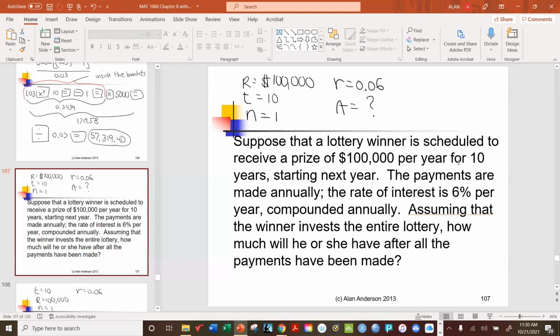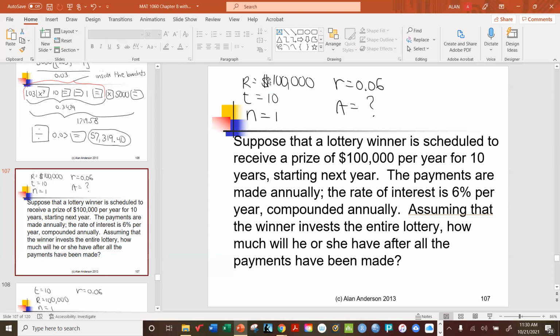Just like if you buy a car, typically you don't start making your car payments until next month. Or if you buy a house, there may be a down payment, but normally what you do is you make the first payment the following month. So the payments here are made annually. Again, we're trying to keep it simple. The rate of interest is 6%, compounded annually. If we save all the money, which is a big if, how much money will you have in the bank after you've received all the payments?